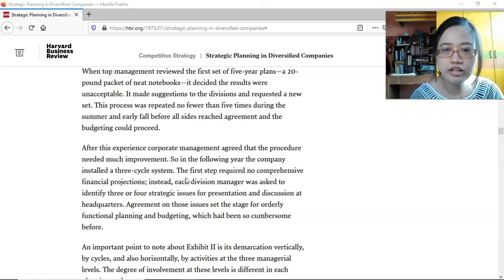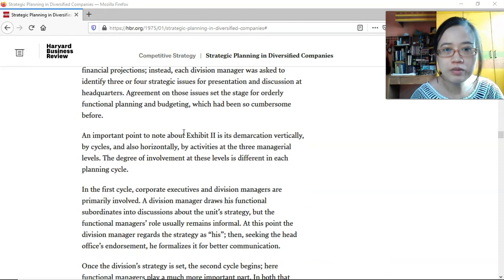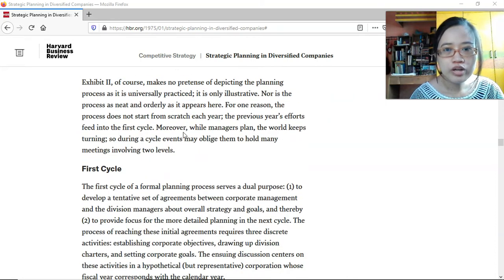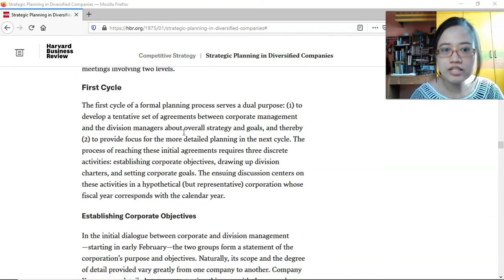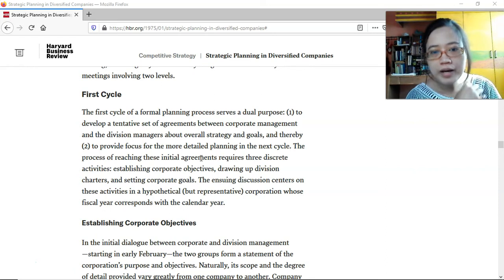So, if you've read the article, so meron ditong sample corporation, kung ano yung mga nangyari sa kanila, kung ano yung mga ginawa nila. Okay? So, eto. Let's go ahead dun sa 3 cycles again. So, yung first cycle serves a dual purpose to develop a tentative set of agreements between corporate and division managers. And then the second one is to provide focus for the more detailed planning in the next cycle.